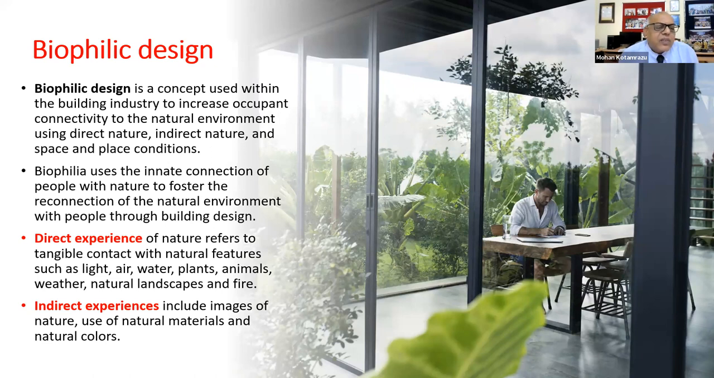So what is the difference between direct experience and indirect experience? Direct experience of nature refers to tangible contact with natural features. So what do you mean by tangible contact? You can actually measure them. If, for example, I can use a lux meter and I can measure how much light is required for being able to read, what is the light required in a library building. If the library is totally dark, then it won't work.